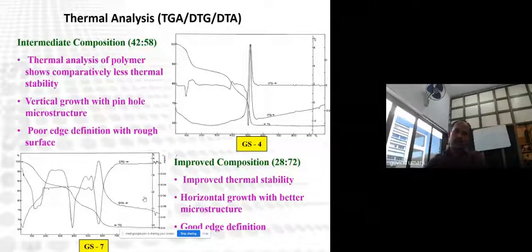One more way to see how much of the composition is organic to inorganic is to do TGDTA analysis. It clearly shows that what we have designed as a 28 to 72 ratio, your organic part decomposes, which clearly confirms that the organic content is 28%.